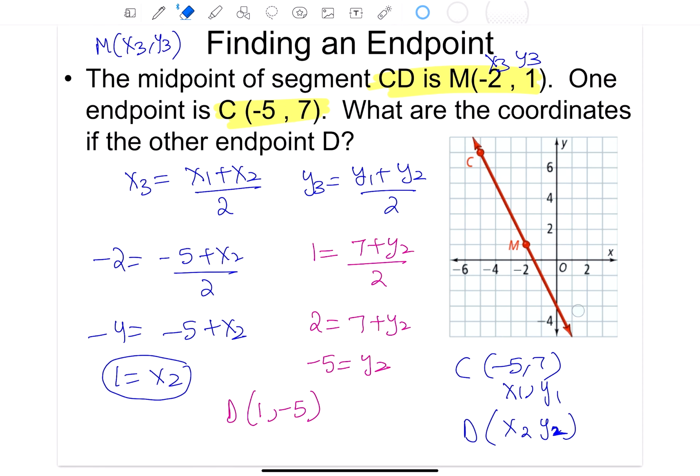Let's go ahead and label it properly here. 1 and -5. 1, 2, 3, 4. Right, exactly here. These are the coordinates of the other endpoint.